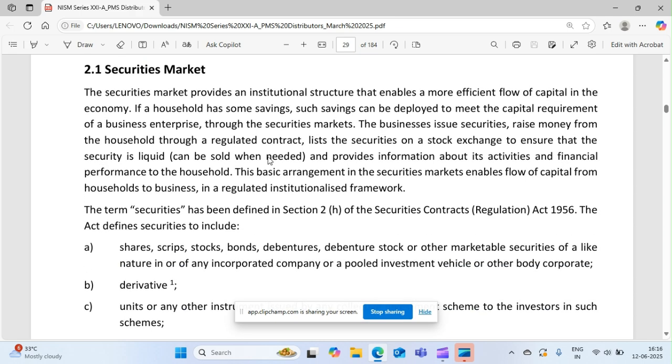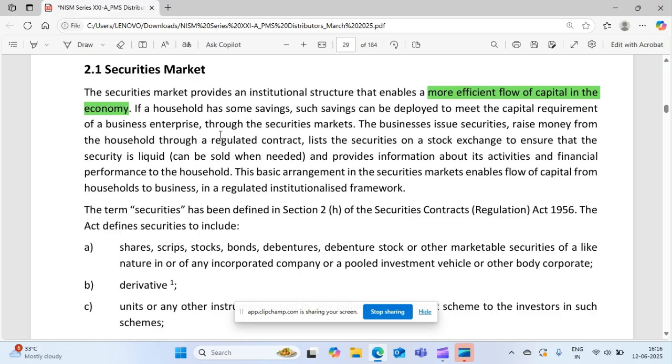This is a word which is used frequently, interchangeably in different contexts, right? So securities market basically helps in efficient flow of capital for the economy. They make capital flow much easier than what it would be otherwise, right? If a household has savings, they can give that savings to business, and business gets this money in various forms by issuing securities. They list the securities on the stock exchange to ensure that there is liquidity, right? And they keep on providing information about the security, financial and non-financial information, to the household, correct?